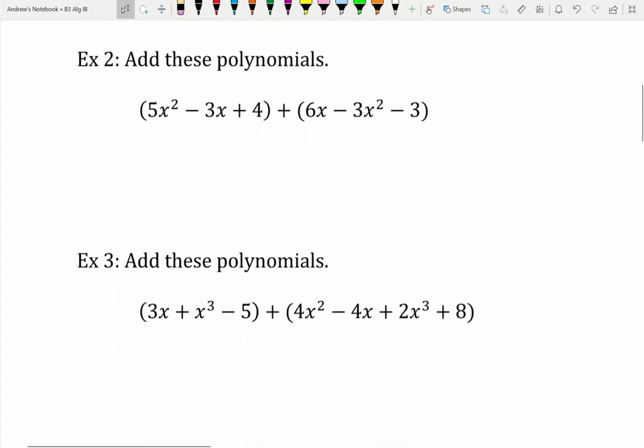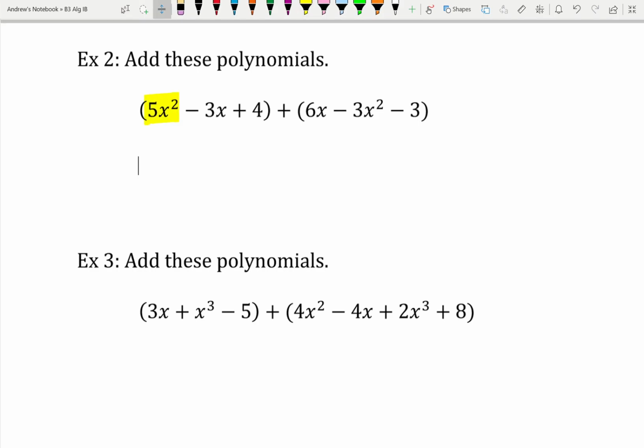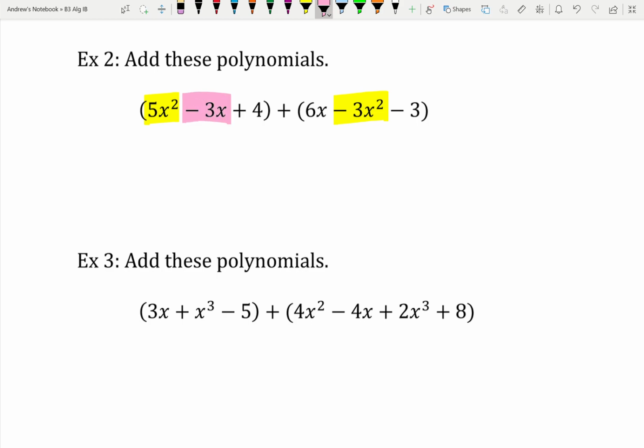Cool. Let's try another one out. For adding these polynomials, I'm going to start off the same way. I'm going to grab the like terms. So I've got this 5x squared, I've got this minus 3x squared. I've got this minus 3x and this regular old 6x, and a plus 4 and a minus 3 that go together.